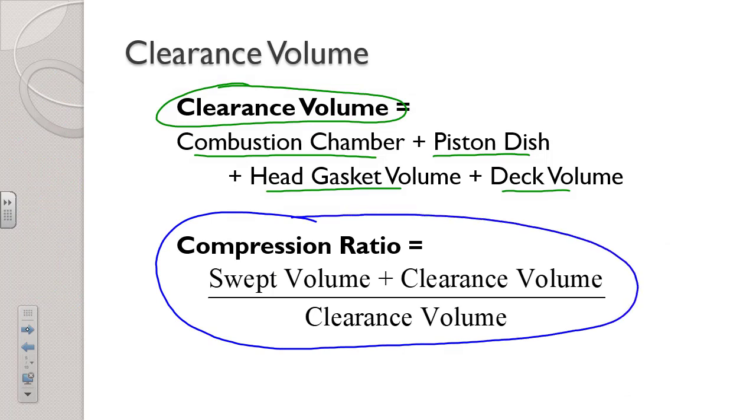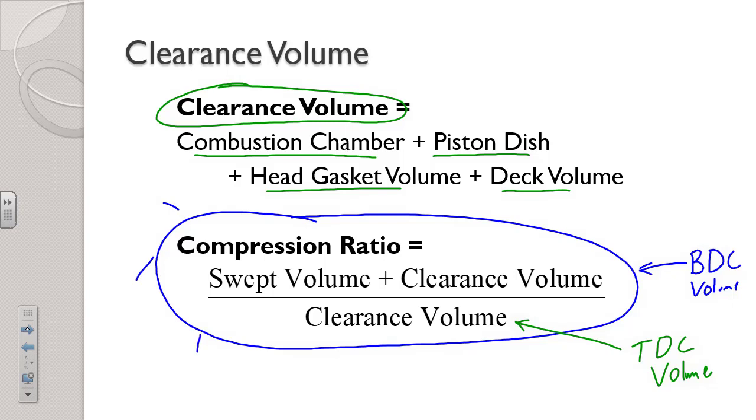If we have the swept volume, number 5, plus the clearance volume, those are all 5 volumes combined. That top number there, that is our bottom dead center volume. Whereas the clearance volume, that's where the air and fuel gets stuffed. That is our top dead center volume. And that is the formula that we saw earlier on. So this right here is the formula. These 2 formulas are the ones that we actually use to calculate compression ratio.